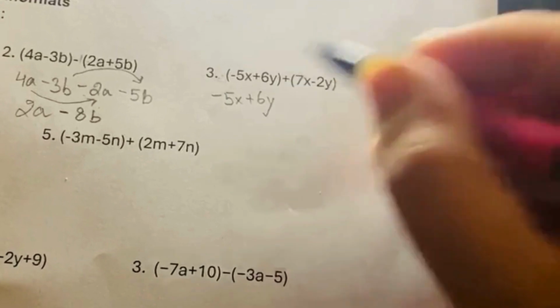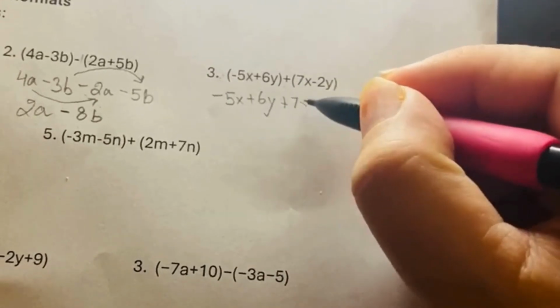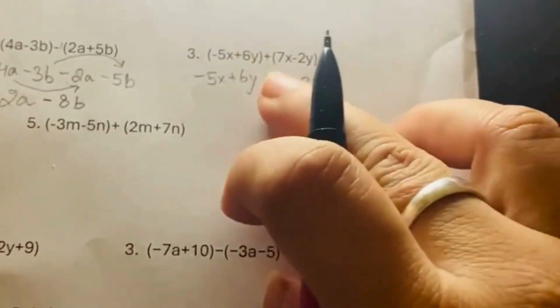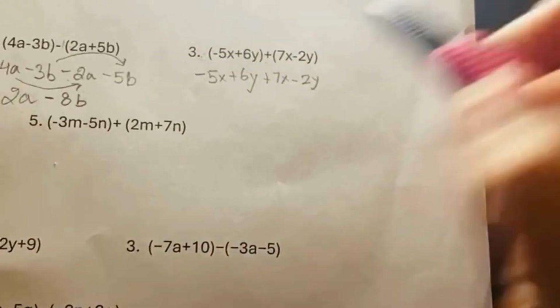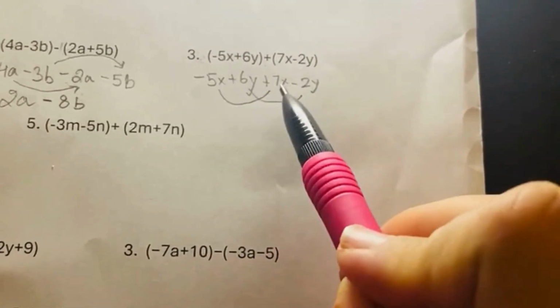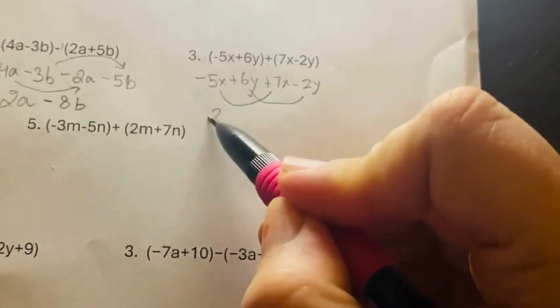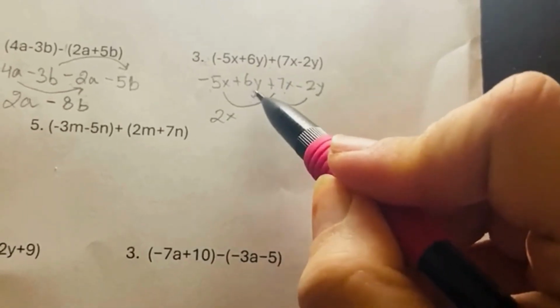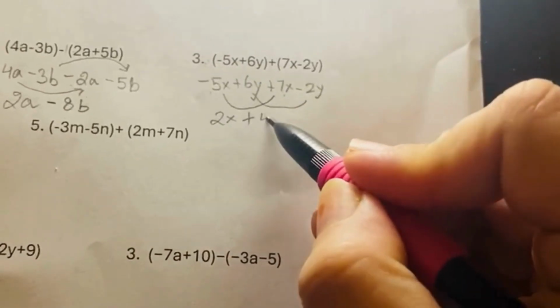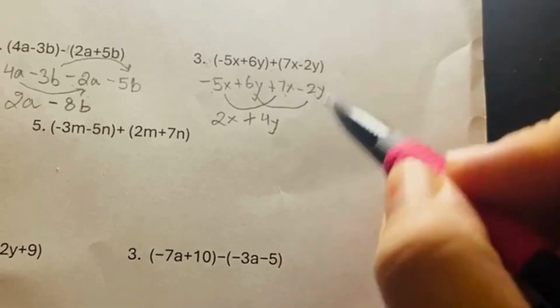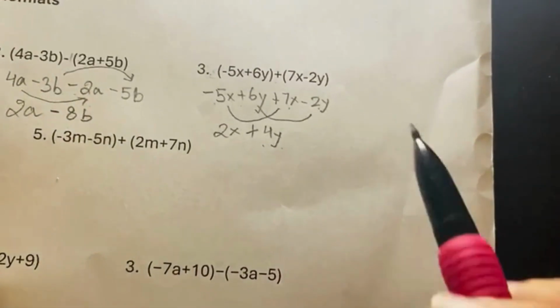Now here is also positive. So I will again just simply remove the bracket. The sign only changes when there is a negative outside the bracket, but it's positive. So the rule is the same. The x terms go together and y terms go together. So 7x minus 5x is 2x because 7 is bigger, so positive 2x. 6y minus 2y, so positive 4y. Why positive? Because 6 is bigger. So 6 minus 2 is 4y. So we are done with the second question also.